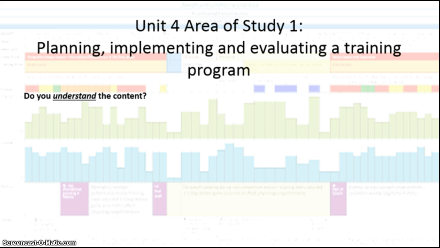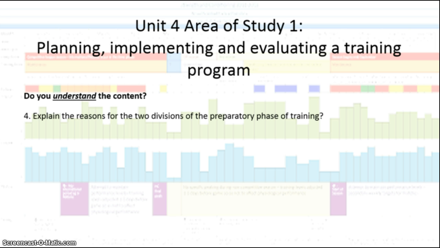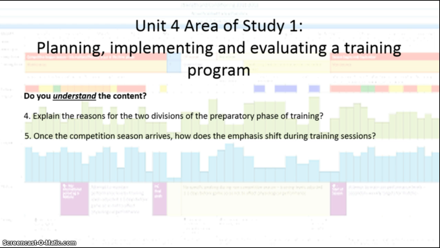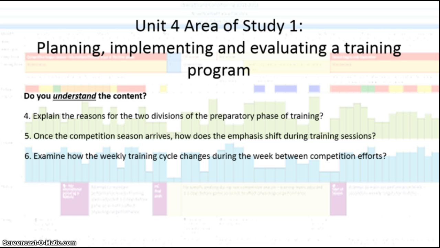Next, do you understand the content? Question number 4, explain the reasons for the two divisions of the preparatory phase of training. Question 5, once the competition season arrives, how does the emphasis shift during training sessions? Question 6, examine how the weekly training cycle changes during the week between competition efforts.